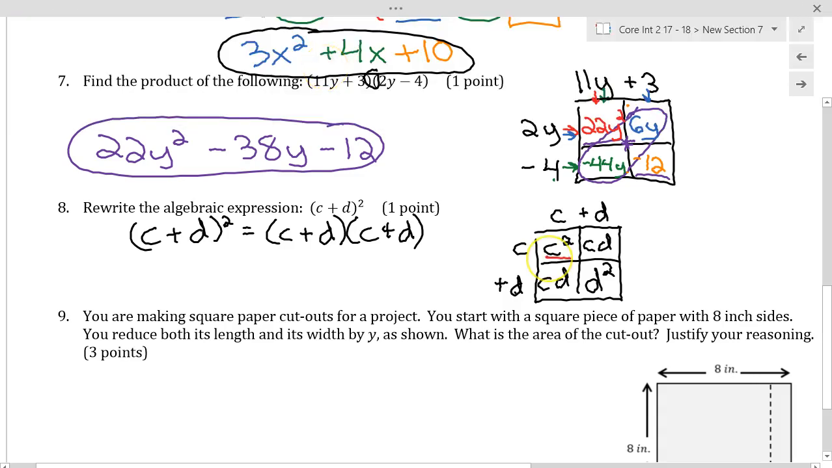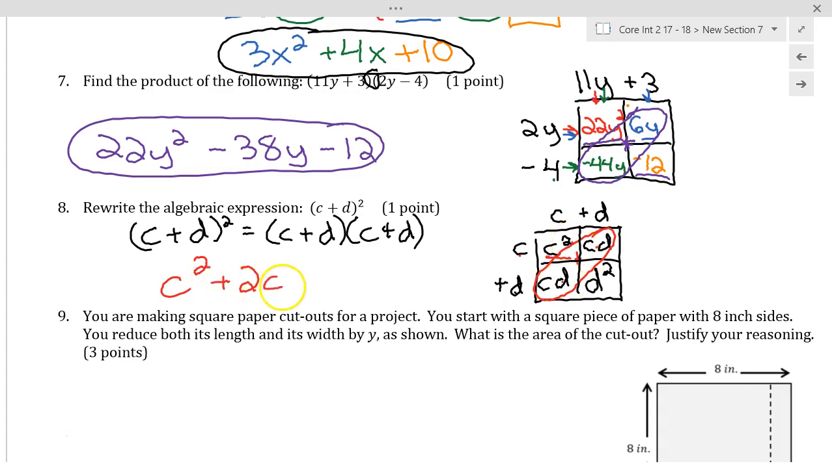So I have c squared. Then I add these. Remember, when I multiply two things together, I get it squared. When I add two things, the 2 just goes in front. So cd plus cd is 1 plus 1, which is 2. So 2cd. And then I have another d squared. And that is my answer, c squared plus 2cd plus d squared.